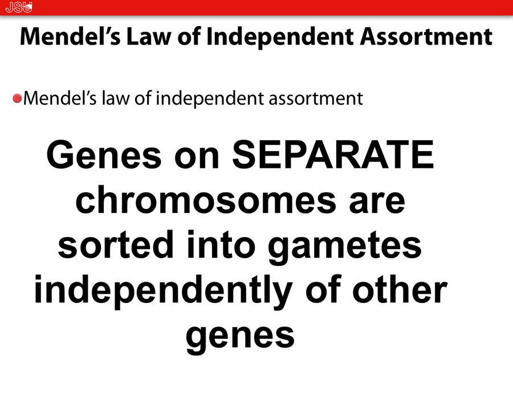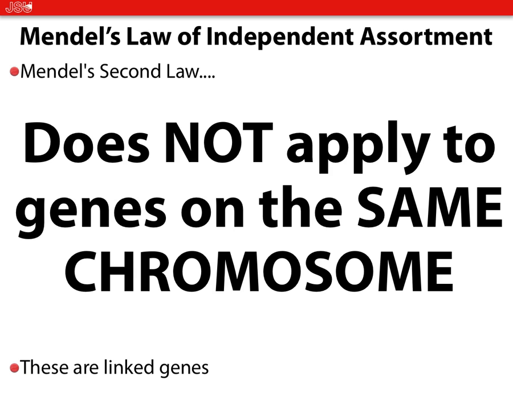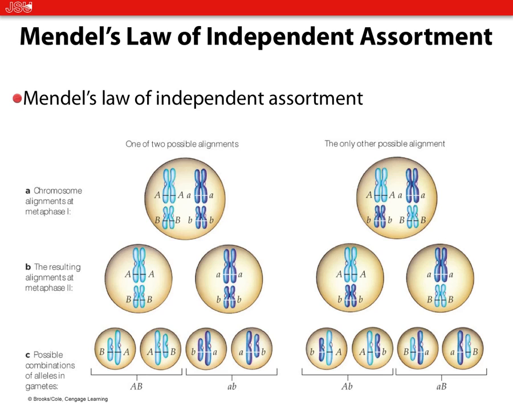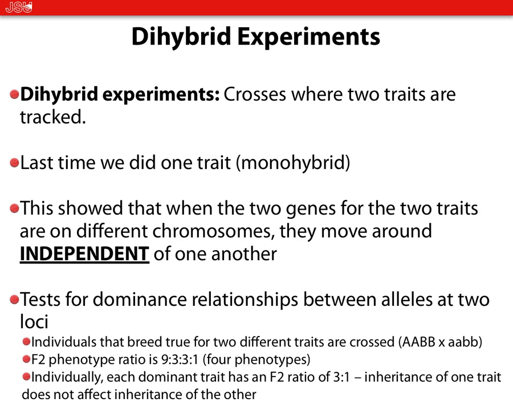So, Mendel's law of independent assortment, or his second law: genes on separate chromosomes are sorted into gametes independently of other genes. Now, this does not apply to genes on the same chromosome. So this is independent assortment. These genes are going to go independent. They do not care which ones go with which. They independently move around. It's the best way to say it.